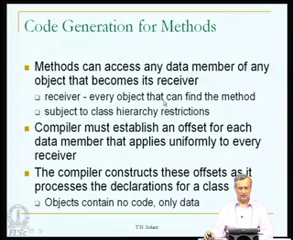So, if it is B dot something, then B dot phi can access members of B, and the compiler must establish an offset for each data member that applies uniformly to every receiver. So, the problem is if receivers are from different classes, then this creates a problem. So, you cannot access the data variables so easily. So, we will see this difficulty. The compiler constructs these offsets as we process the declarations for a class. So, objects contain no code, they contain only data, this is very clear. Code is actually in some other place.